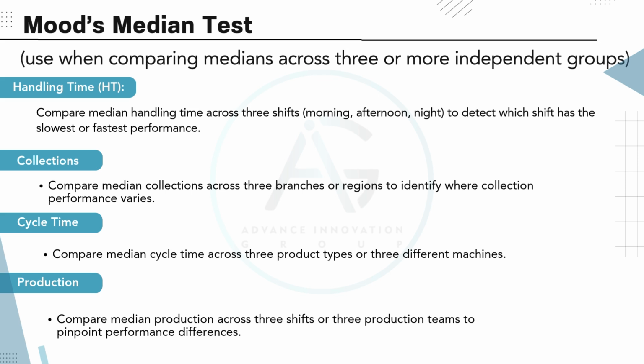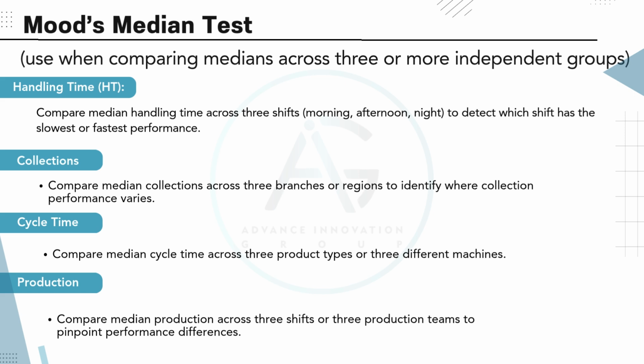2. Collections. Here, we use the test to compare collections across 3 different regions or branches. This helps us identify where the collection performance is strongest or weakest. This type of data might have outliers, especially if one region performed exceptionally well or poorly, which makes the Mood's test even more relevant.